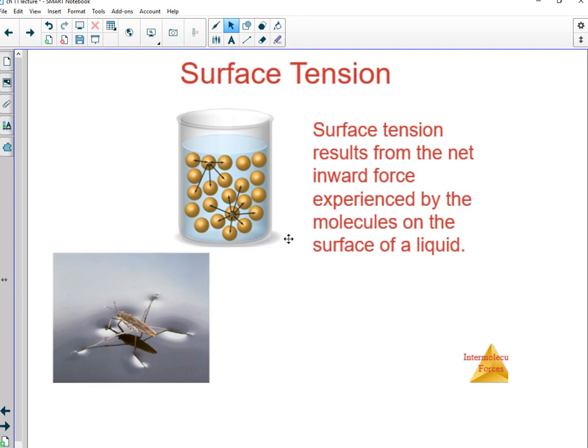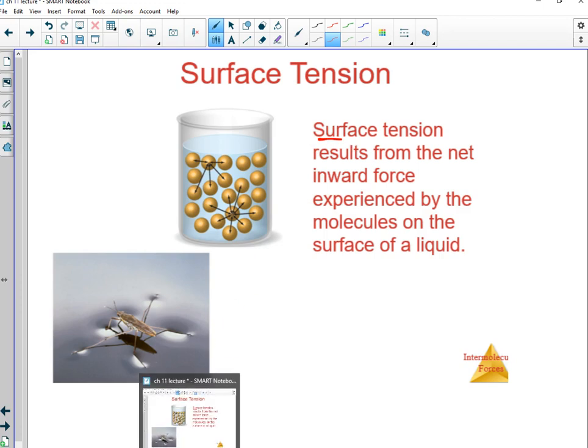All right? They have a specific name, but we call them Jesus bugs because they could walk on water. Okay? The reason they can is because of surface tension. All right? Surface tension exists because of intermolecular forces. Surface tension results from the net inward force experienced by the molecules on the surface of the liquid.